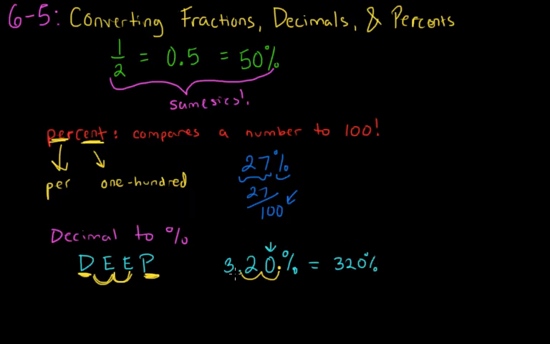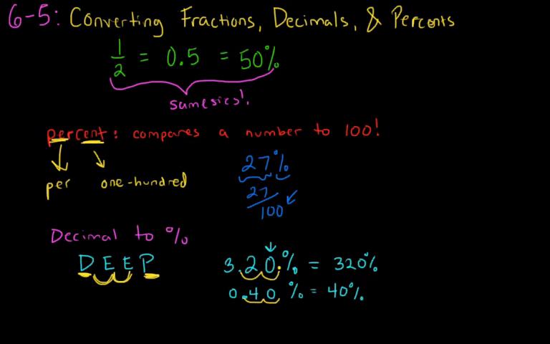Let's do one more, just in case. So let's say I have 0.4. Okay, I want to change this decimal into a percent, so I need to move it 2 times to the right. Move the decimal place 2 times right. 1, 2. So let's drop our 0 in there and add our percent sign. So 0.4 is 40%. So that's changing a decimal to a percent.